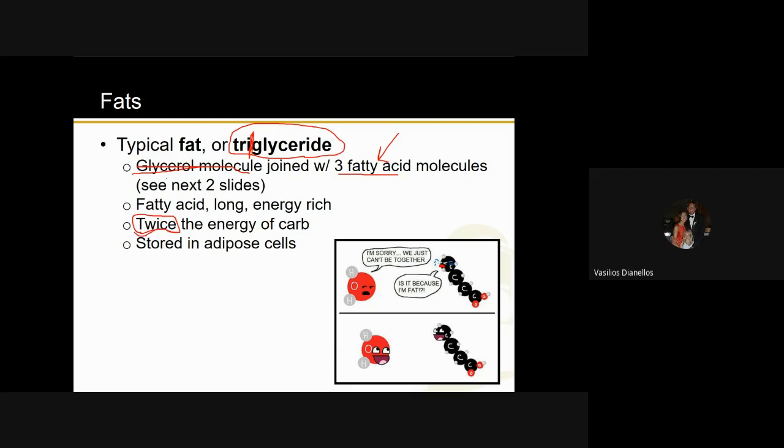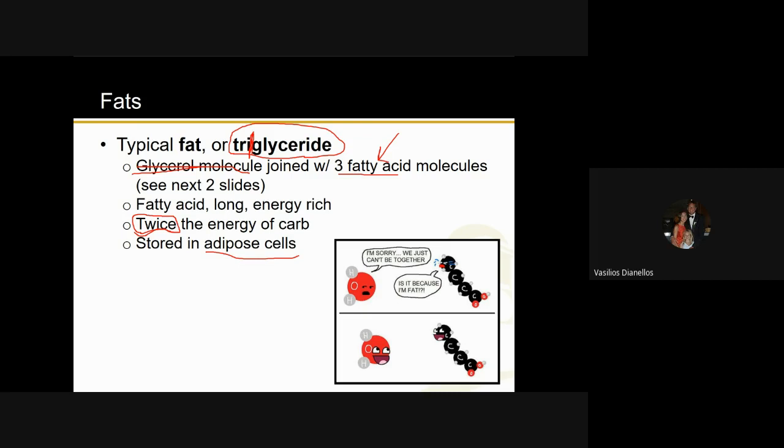Anyway, another thing about typical fats, as you might know, they are stored in adipose cells. You might be wondering what adipose cells are, and that's just the proper term for a fat cell. So there you go. And again, you won't need to know that either. For the exam on this slide, I would say the most important information is that the word fat in this context is interchangeable with the word triglyceride, and that it is made up of a glycerol molecule and 3 fatty acids. Any questions?